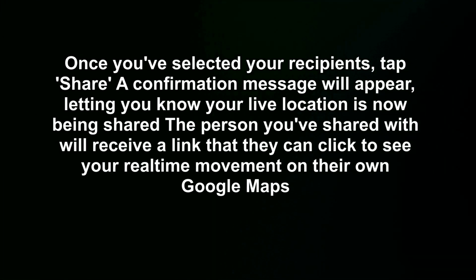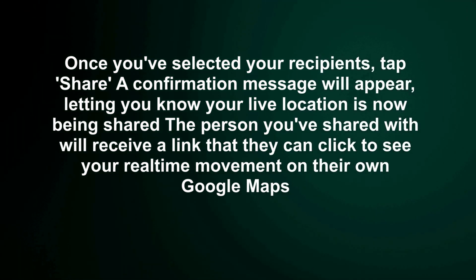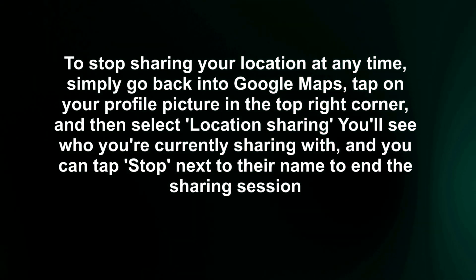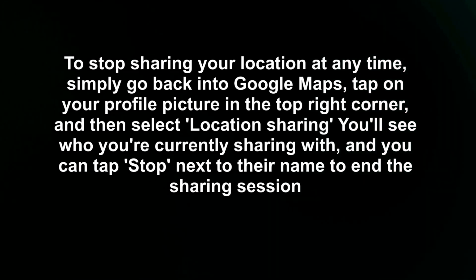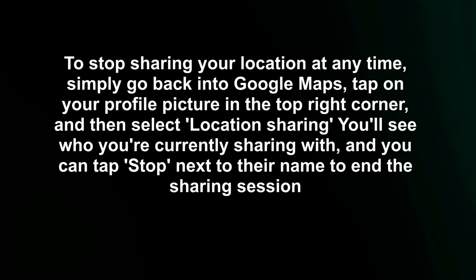The person you've shared with will receive a link that they can click to see your real-time movement on their own Google Maps. To stop sharing your location at any time, simply go back into Google Maps, tap on your profile picture in the top right corner, and then select Location Sharing.